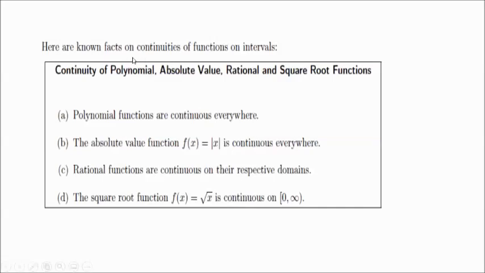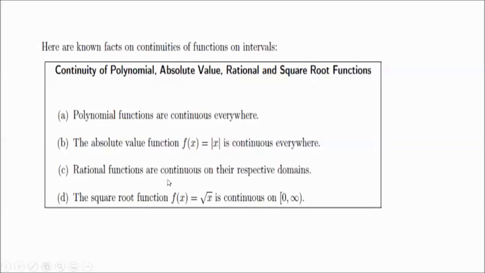Okay, so here are known facts on continuities of functions on intervals. Ibig sabihin ng interval, meron siyang range class. Continuity of polynomial, absolute value, rational, and square root functions. Letter A, take note. So these are facts. Polynomial functions are continuous everywhere. Kasi nga, naka-define for polynomial functions class, di ba? Usually curve yan. So naka-define lahat ng points. So they are continuous everywhere. Walang mag-undefined sa kanila. As well as absolute value. Naka-define lahat ng points. So continuous.